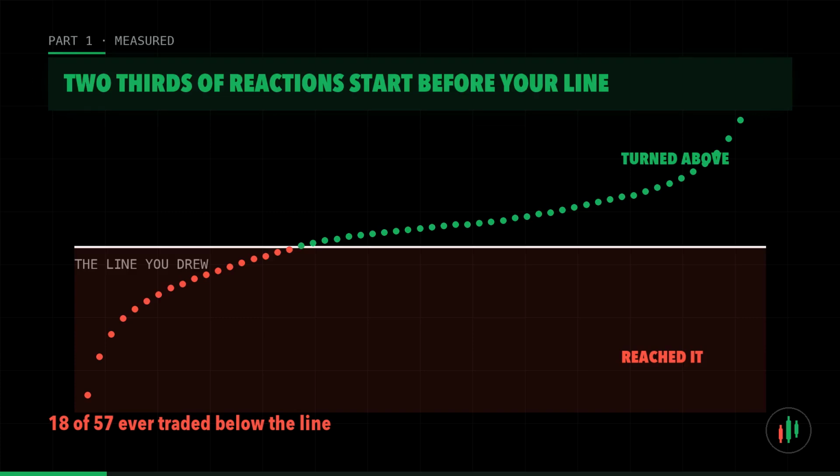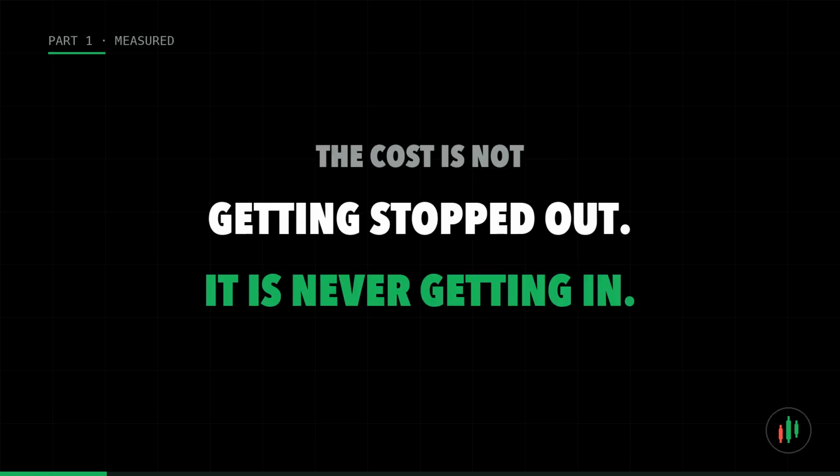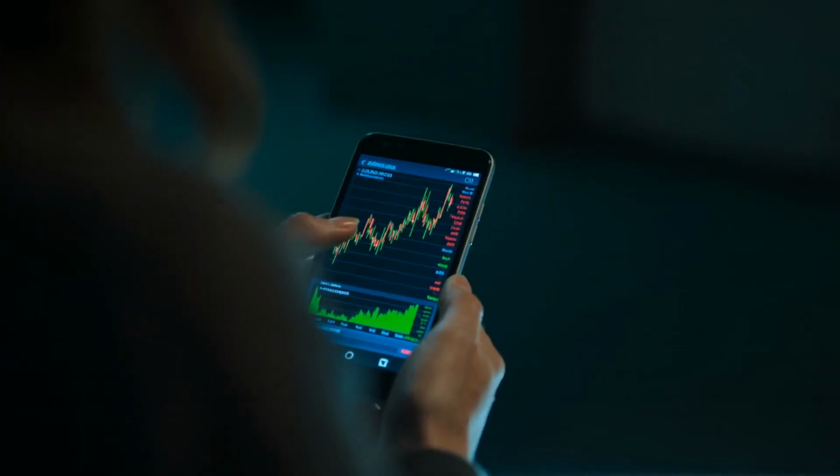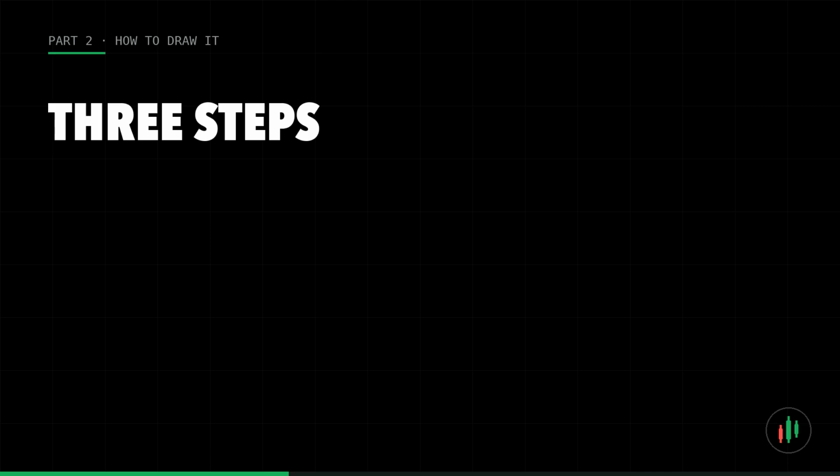If you are waiting for price to reach your exact line before you act, you are waiting for something that happens roughly 1 time in 3. 2/3 of the reactions start before your line and finish without you. That is the real cost of drawing support as a line. Not that you get stopped out, that you never get in, watch the bounce happen without you, and conclude the level did not work. It worked. Your line was just a single price in a place that was never a single price. So draw the zone instead, and there are only 3 steps.